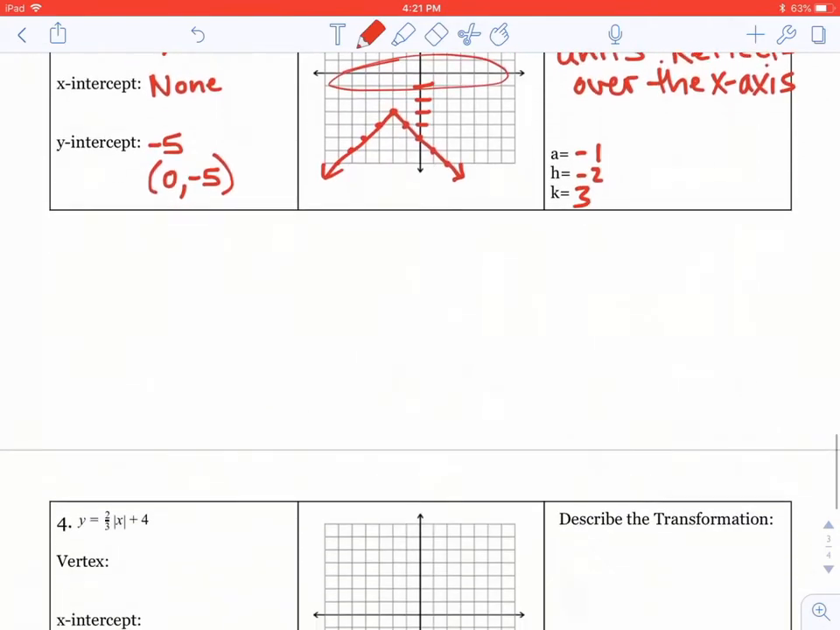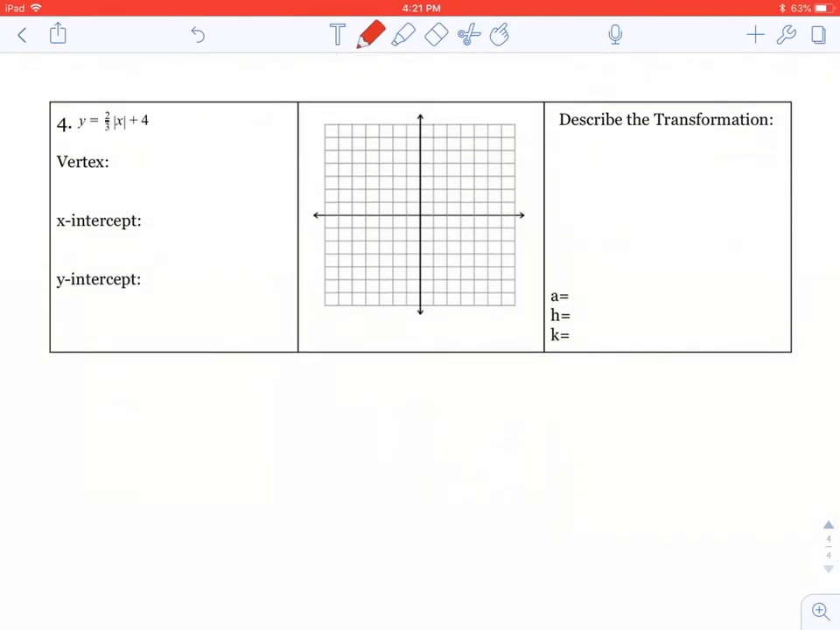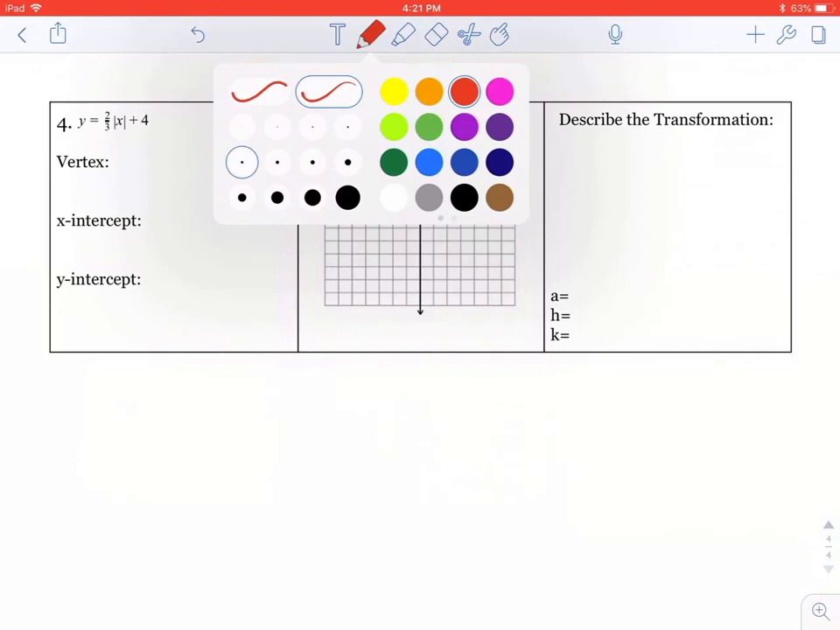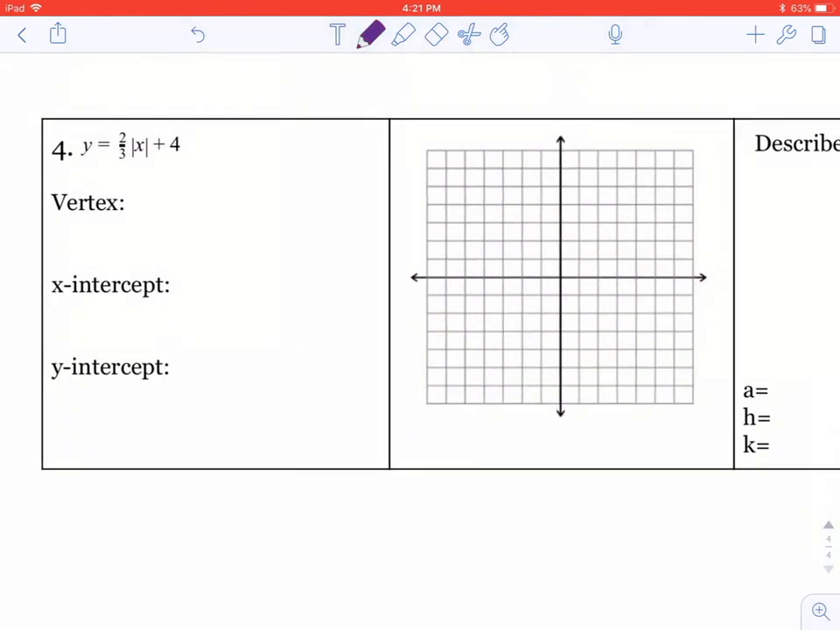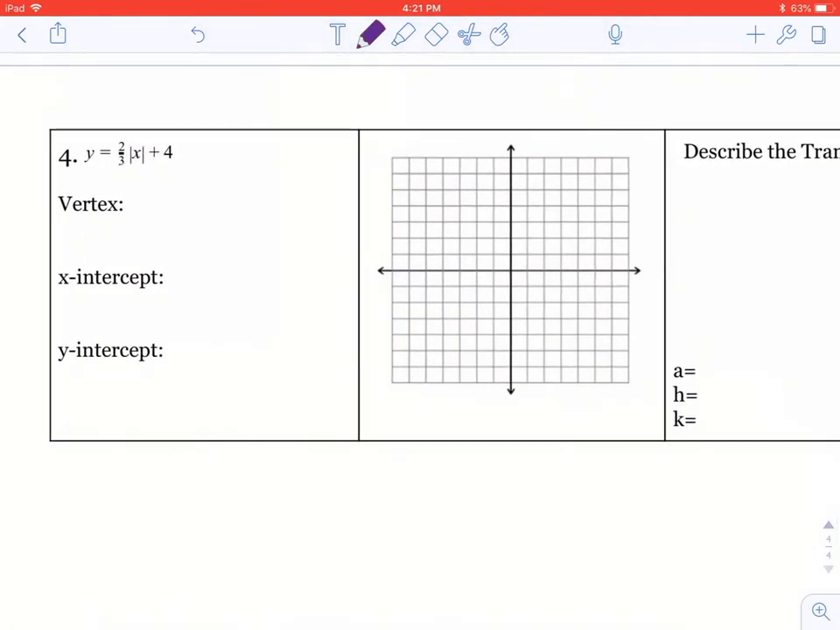Okay, so let's look at one more example. Number 4. Number 4 is 2/3 the absolute value of x plus 4. So our vertex in this case, let's rewrite this for a minute. It's like saying 2/3 of the absolute value of x plus or minus 0 plus 4. So your vertex has 0 in it this time. So 0, 4 would just be up 4.